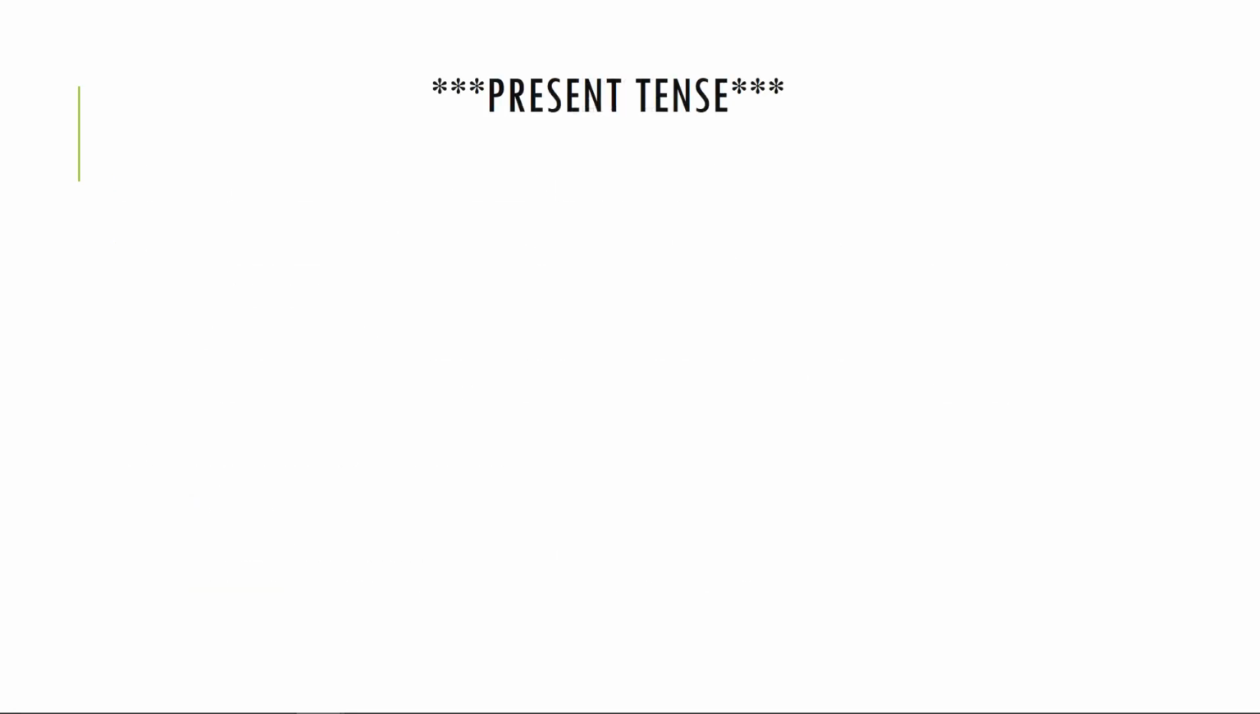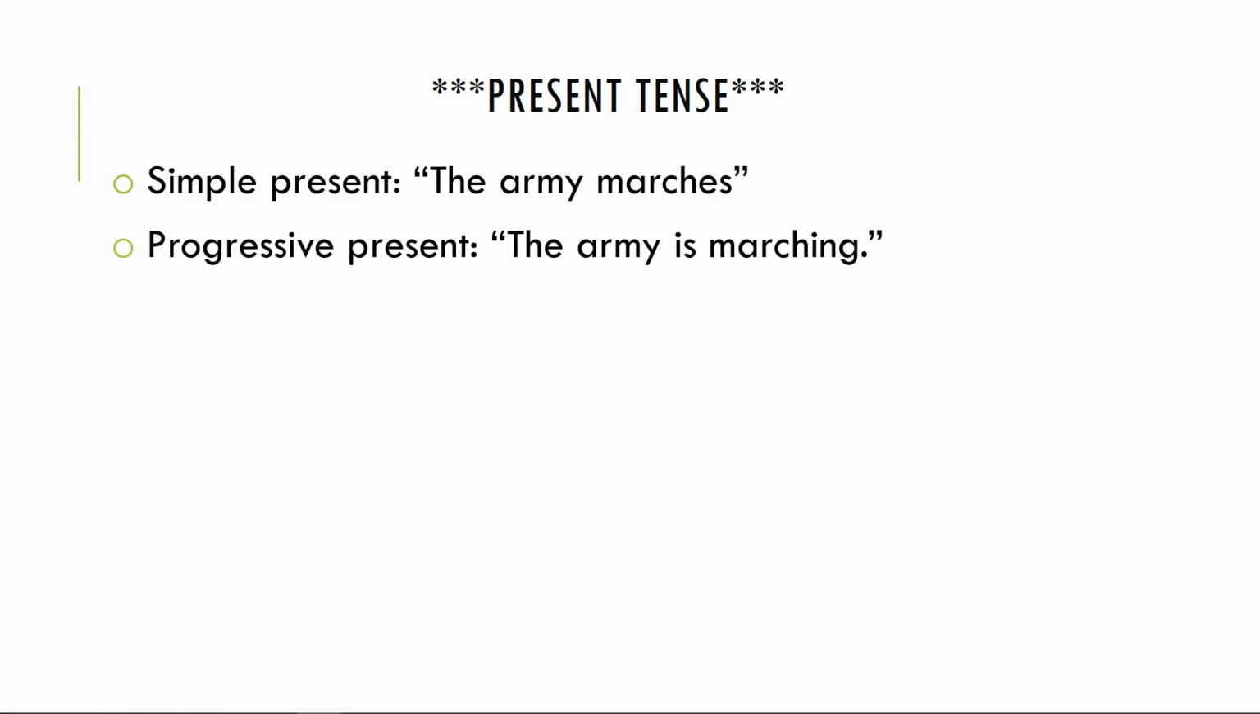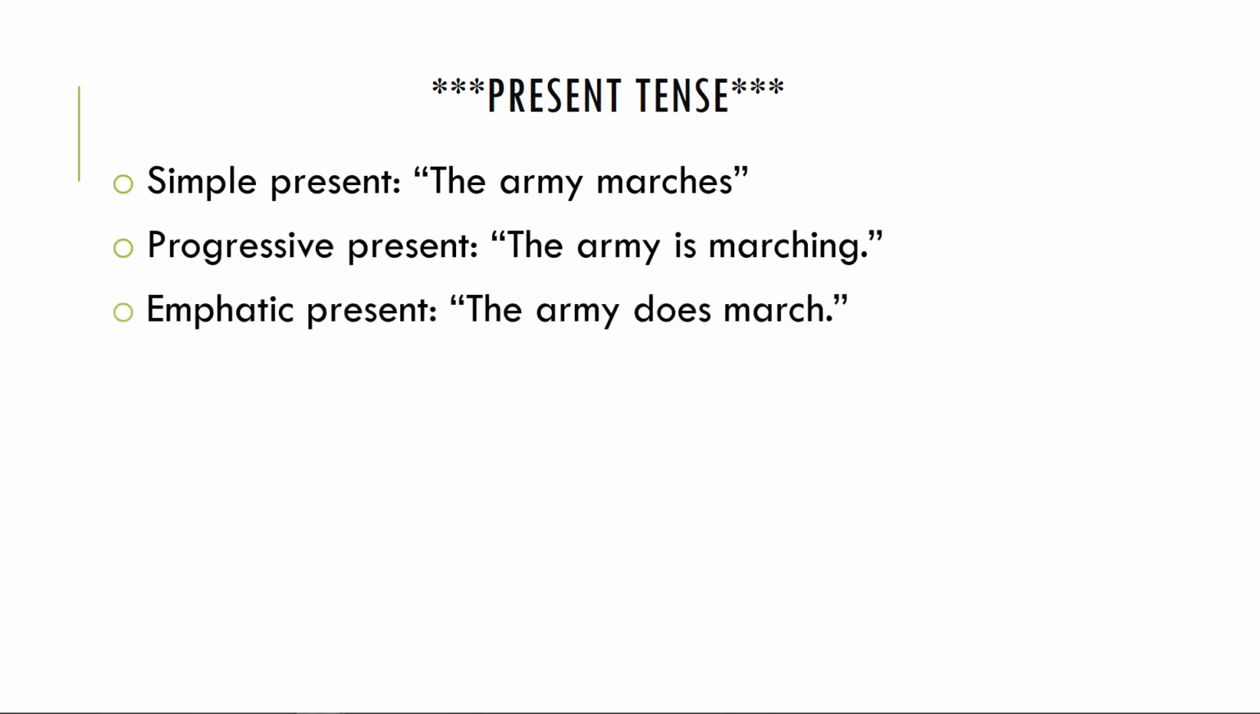So one of the three is the present tense. This is one that we use an awful lot, as you might guess. You use it for the simple present, the army marches. You can also use it for what's called the progressive present. The army is marching, so it's in the state of marching. It hasn't completed it. And you can even emphasize the army does march. All of these are in the same form in Greek.